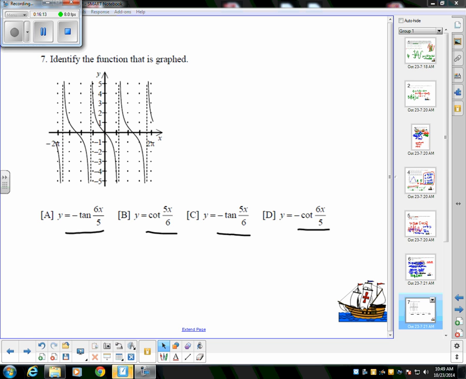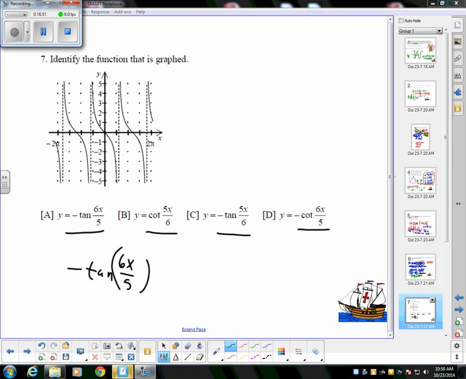But quite honestly, the best way to do this is to put this into your calculator, into your y equals, and match the graph. Now, as I'm talking, you will not see this on the screen, but just a couple of things to notice. First thing, if I think that answer choice A is correct, then what I want to do is type into my y equals negative tangent of 6x over 5. That's going to be pretty easy to type in. I'll go to my y equals, type in the negative, and then tangent, and then just simply do 6x divided by 5. Make sure I close it like that.